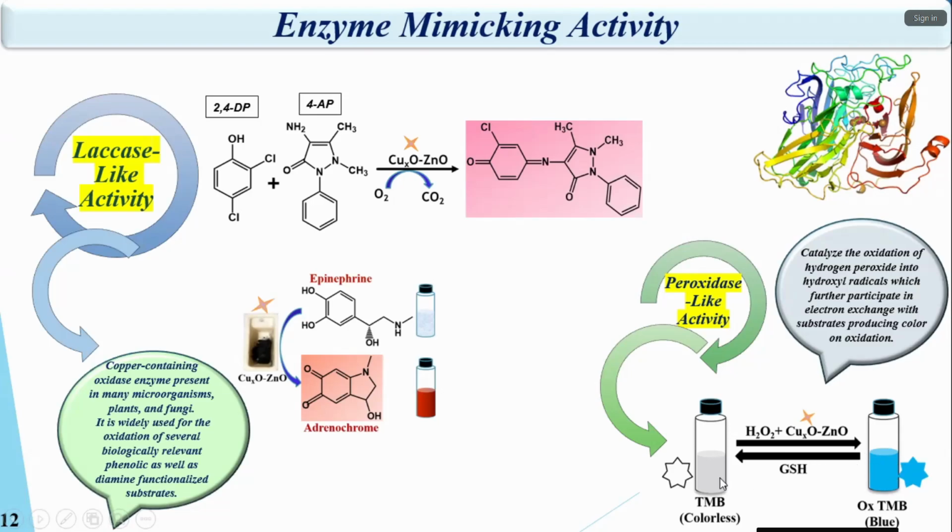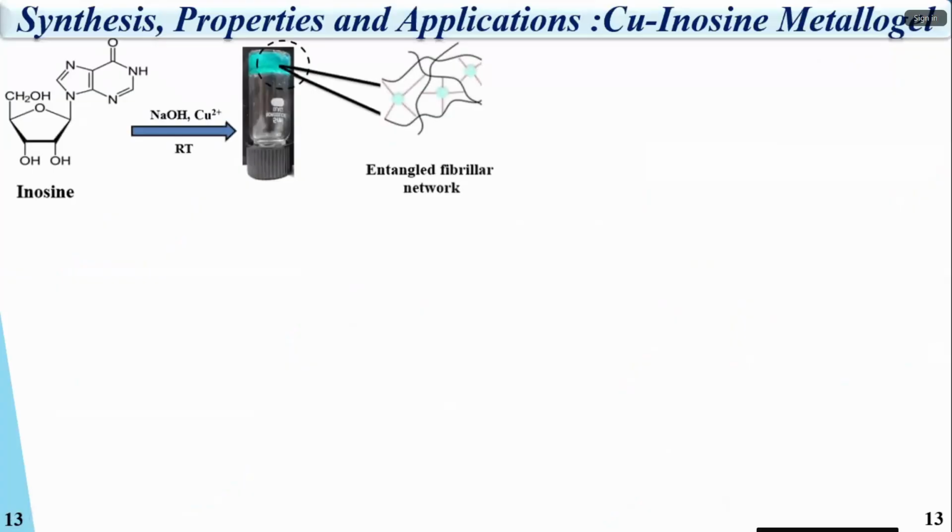Further, we sensed glutathione, as glutathione is reducing in nature. It again reduces the oxidized TMB and makes it colorless. So we sensed glutathione using this peroxidase-like activity. In this work, I have told you about the copper inosine metallogel. This is the basic schematic for the formation of this metallogel.